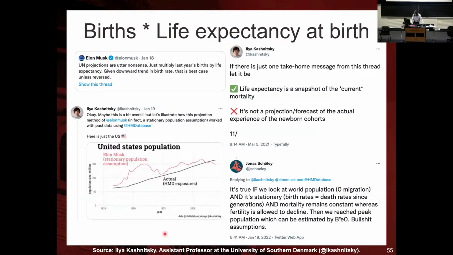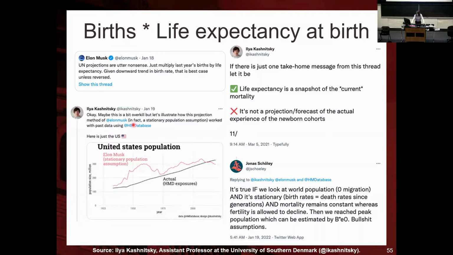Ilya Kashnitsky, an assistant professor from the University of Southern Denmark, made some quick exercises to show how baseless that information was. And for you guys, it's important to understand how the knowledge that we are learning in this course can help see how important the projections that the United Nations are doing are, how difficult they are, and what is behind them.